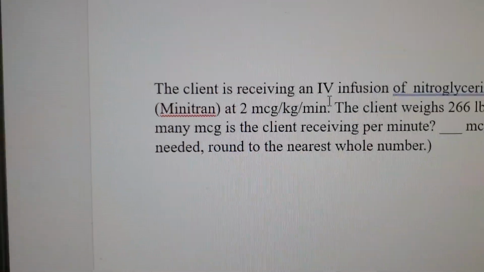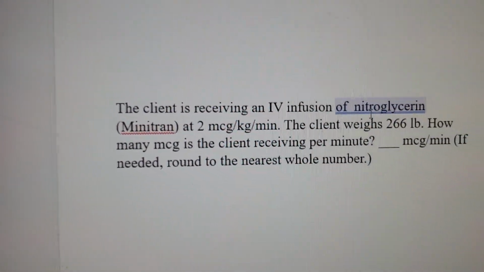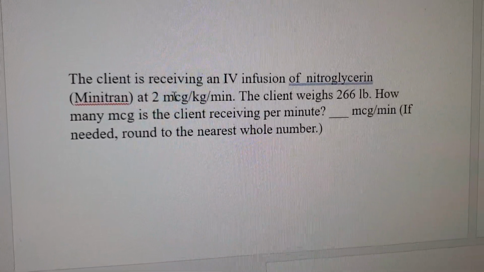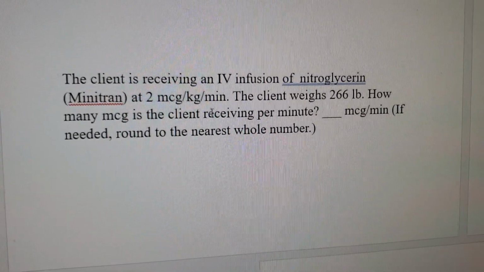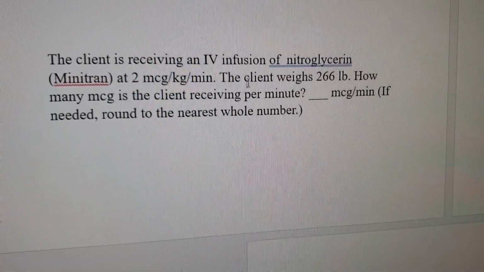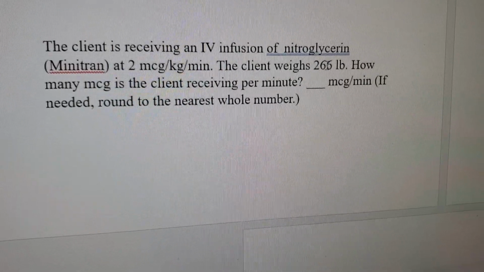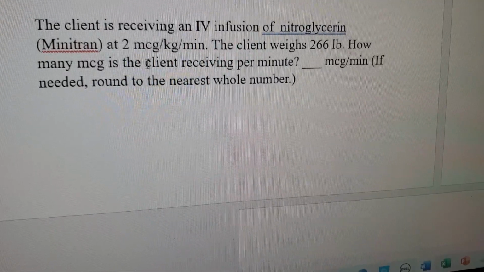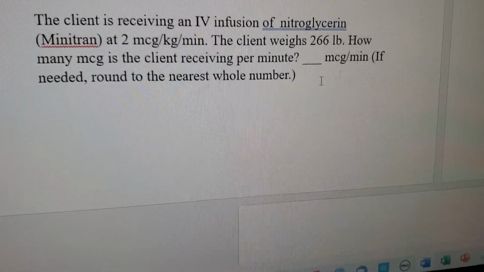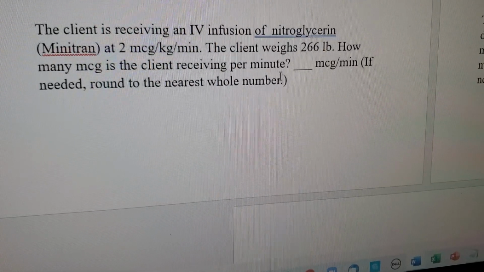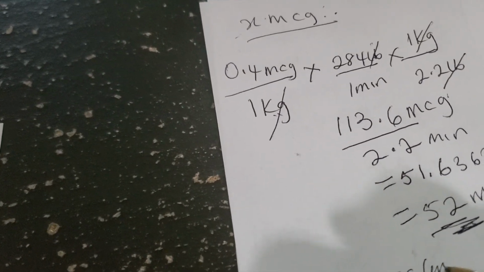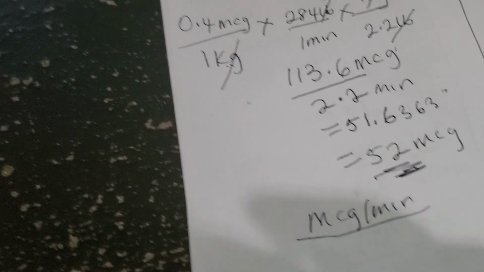The client is receiving an IV infusion of NCLEX-RN at 2 microgram per kilogram per minute. The client weighs 266 pounds. How many microgram is the client receiving per minute? Round to the nearest whole number. It's the same thing that we have just done. We are seeking microgram per minute as our final result.